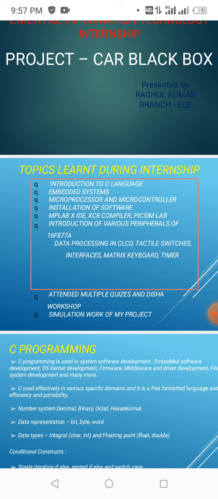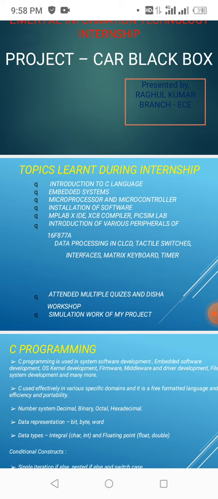Next, I learned how to download and install the software. I have done projects after installing softwares like MPLAB X IDE, XC8 compiler, and Proteus Lab. These are the softwares I used to do my projects. After that, an introduction to various peripherals of PIC16F877A, like data processing in CLCD, tactile switches, matrix keyboard interface, and timer.